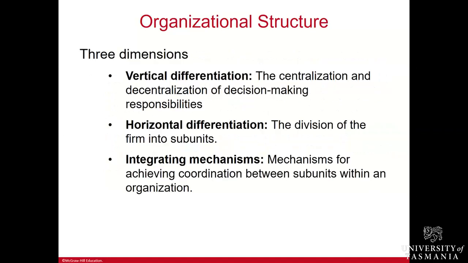And we have three dimensions for how we can expand our organizational structure. The first one is vertical differentiation, the second is horizontal differentiation, and the third one is integrating mechanisms. Vertical differentiation is the centralization and decentralization of decision-making responsibilities, and horizontal differentiation is the division of the firm into subunits. An integrating mechanism is for achieving coordination between subunits within an organization.